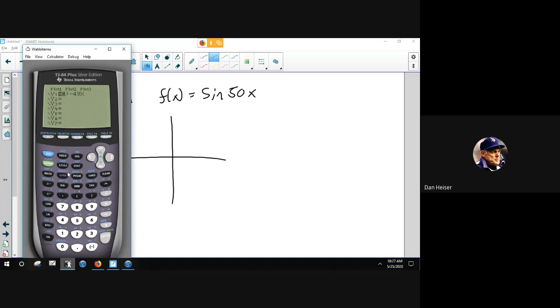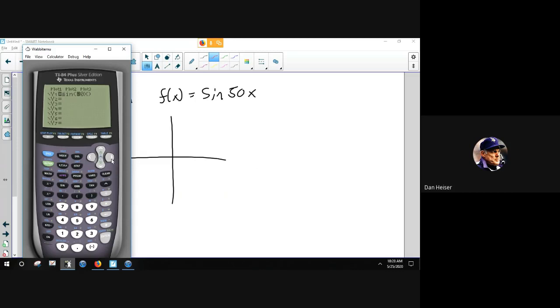Sine 50x. And I'm going to go zoom trig to get a nice trig graph here. Something bothers me about this graph. I don't like how all these look like little fuzzy things here. And that's not what I expect to see.